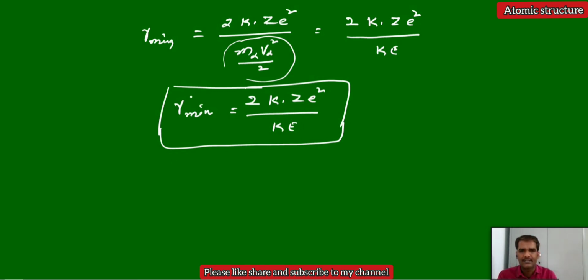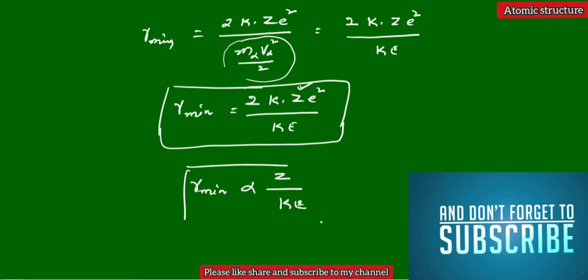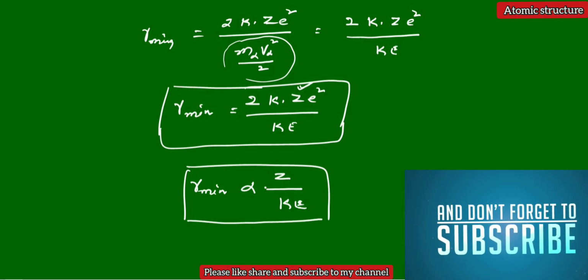So the distance of closest approach depends on what? It depends on the type of the nucleus and the kinetic energy of the alpha particle. So we can write simply: R minimum is directly proportional to the atomic number of the nucleus divided by the kinetic energy of the alpha particle. You should remember this point.